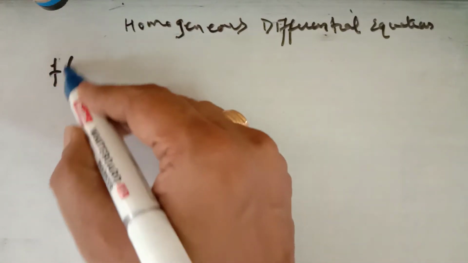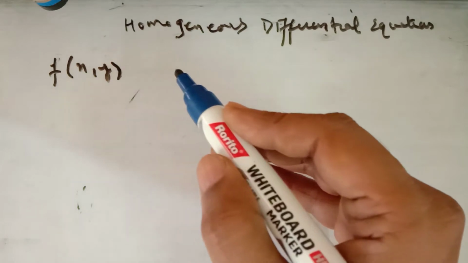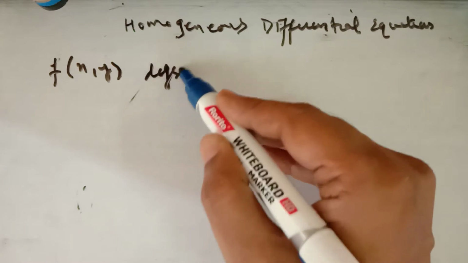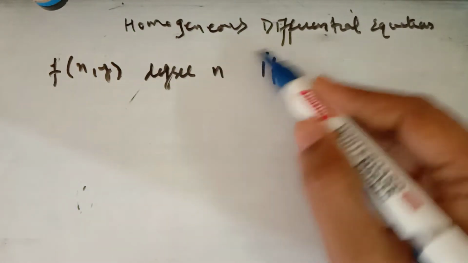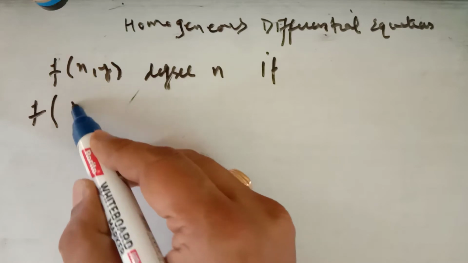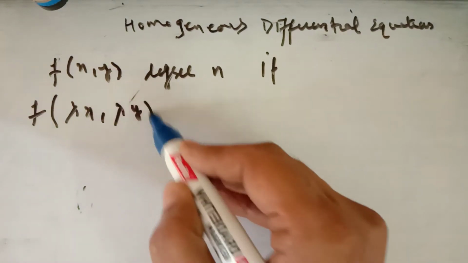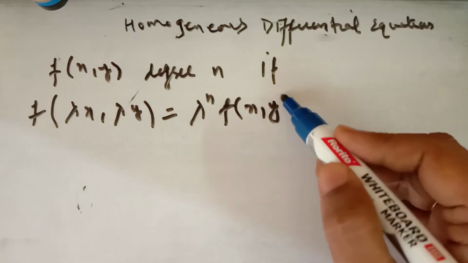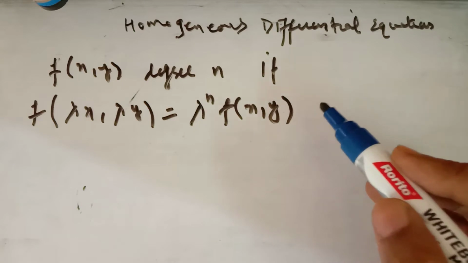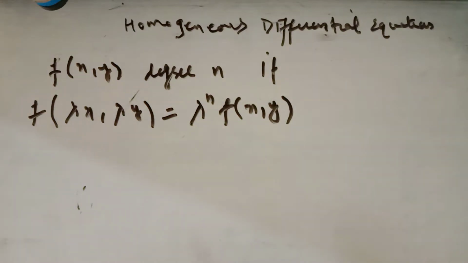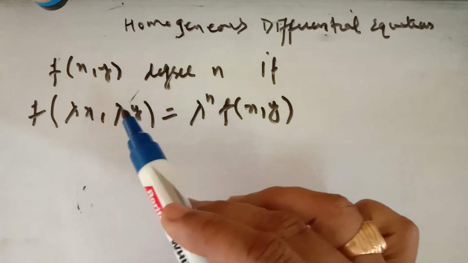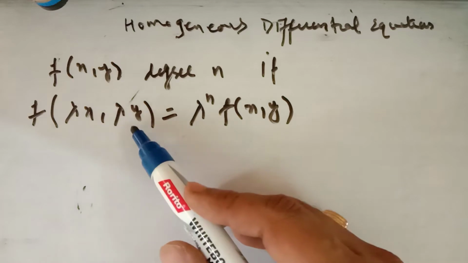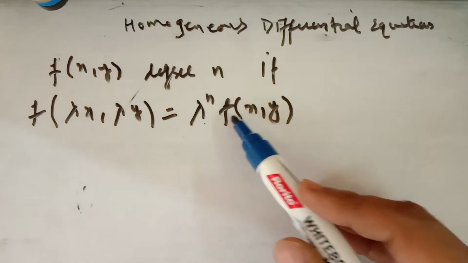A function f(x,y) is said to be homogeneous of degree n if f(λx, λy) is equal to λ to the power n f(x,y) for any non-zero constant λ.